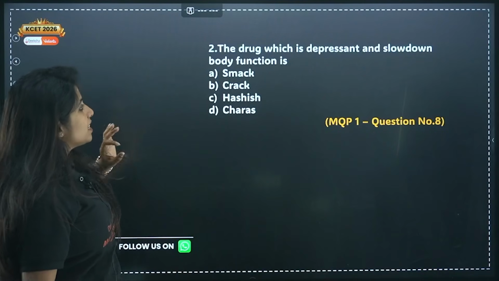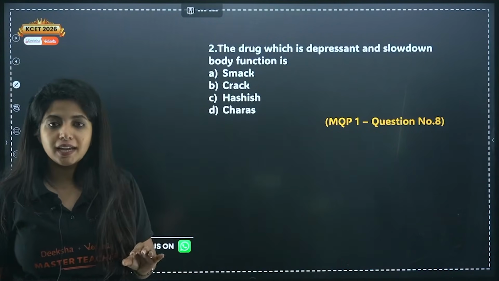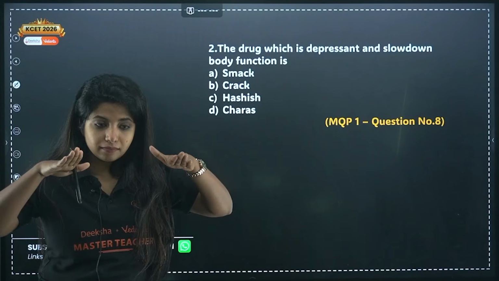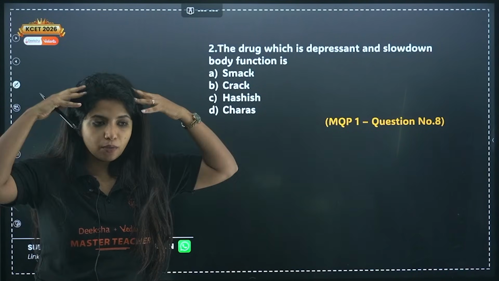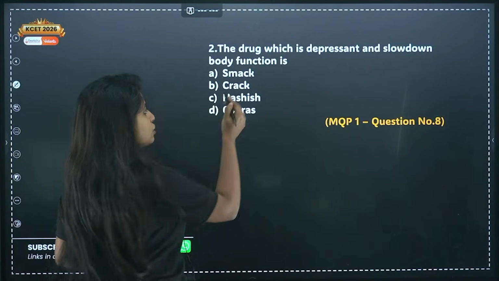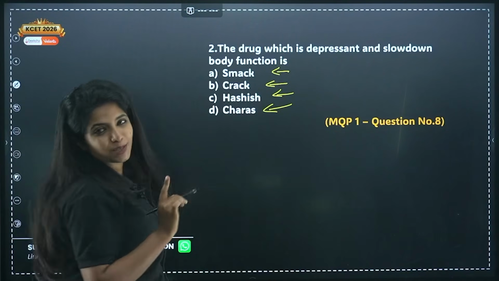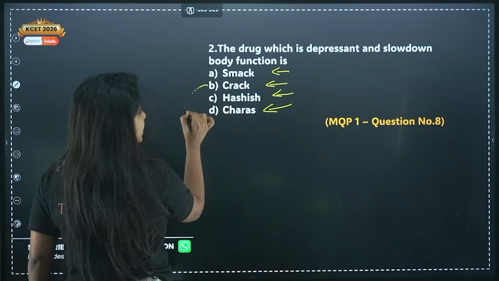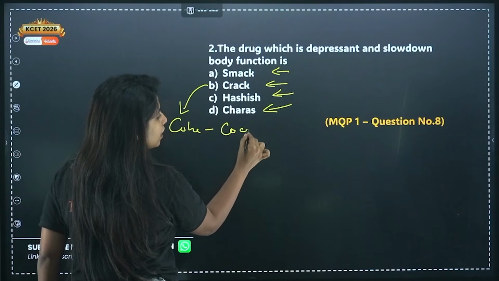Question number 2. The drug which is a depressant and slows down the body function is. It is a depressant, that means it slows down every function of your body. It makes your mind go depressed a bit. Which is that drug? Is it smack? Is it crack? Is it hashish? Or is it charas? Always remember, crack is the other name for coke or what you call cocaine.